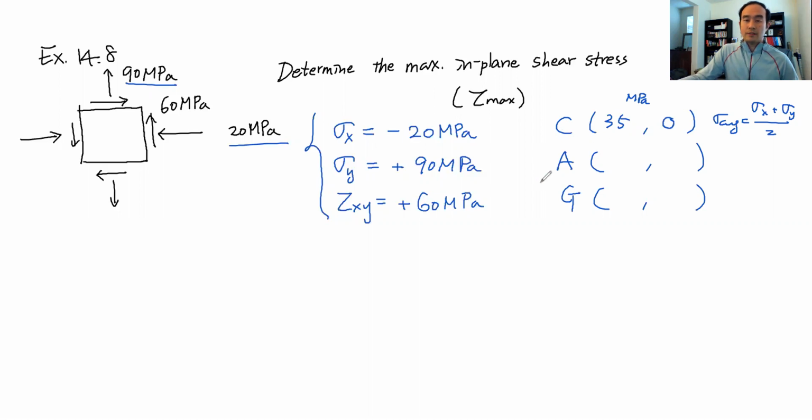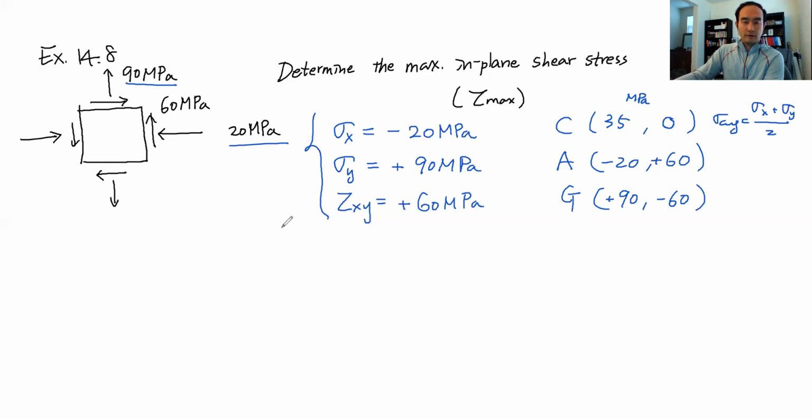Right. Now, the coordinate for point A is sigma x comma tau xy, so sigma x is negative 20, tau xy is positive 60. G is sigma y comma negative tau xy, so sigma y is positive 90, and negative tau xy is going to be negative 60. So these are the components of these 3 points. So I'm going to construct the Mohr circle.